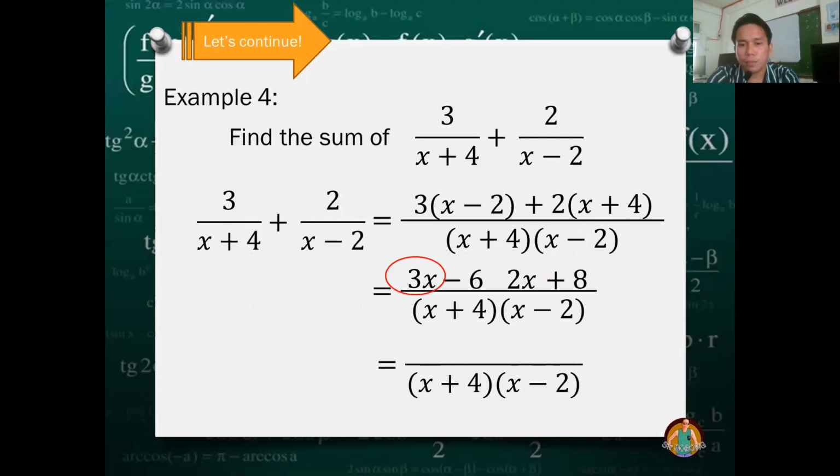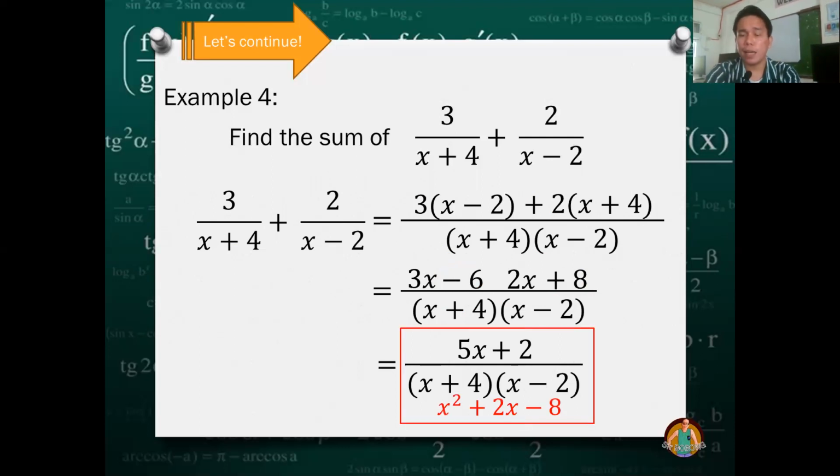Again, 3x and 2x, i-combine natin will give us 5x. And negative 6 and negative 8, kapag kinumbine natin, will give us positive 2. Okay? Klaro ba yan? Positive 2. So that will be our final answer.